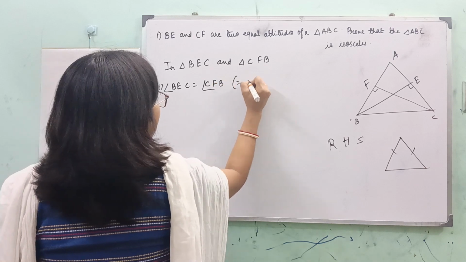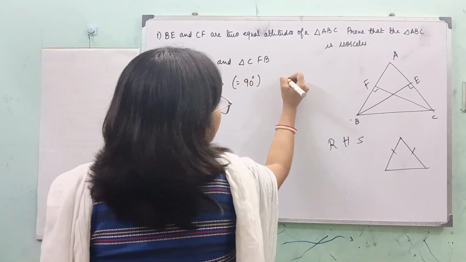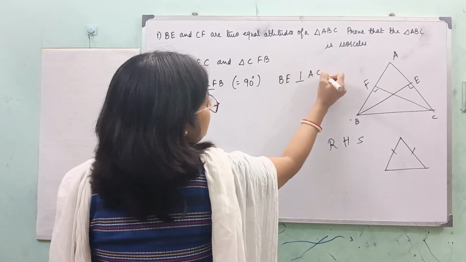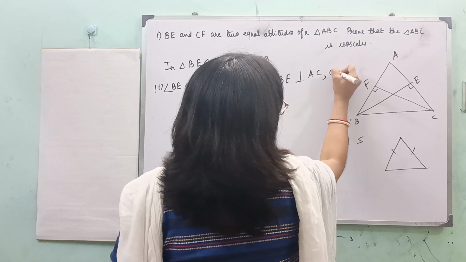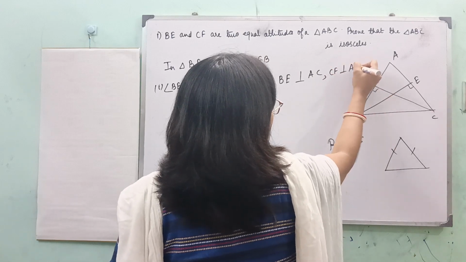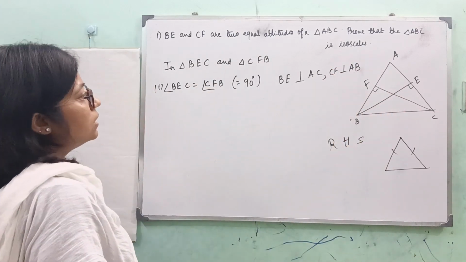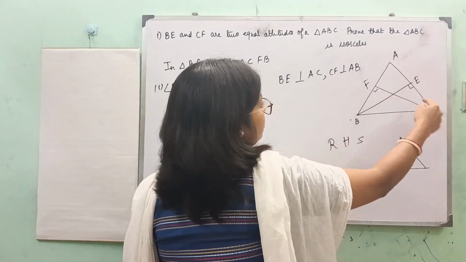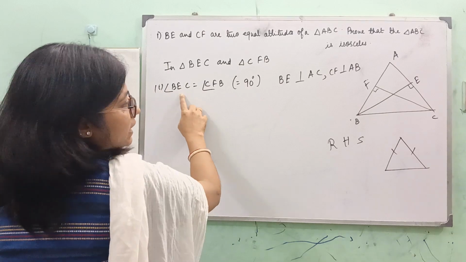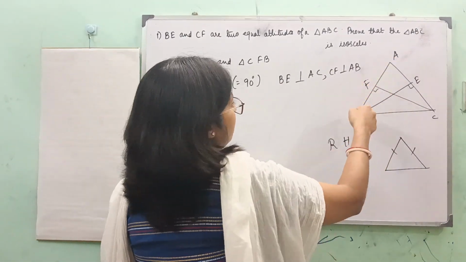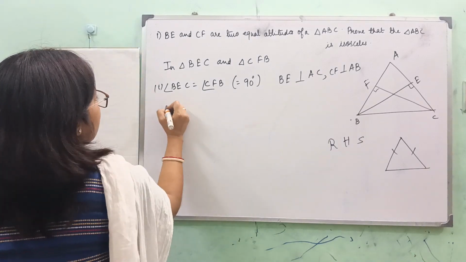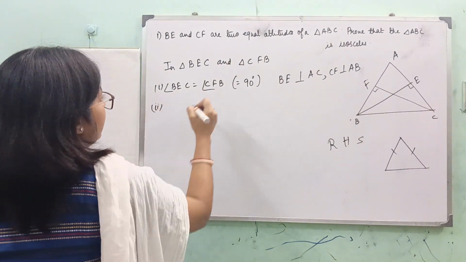Why? Both are equal to 90 degrees. What is the reason? The reason is BE is perpendicular to AC and CF is perpendicular to AB. So obviously for perpendiculars, the two angles are 90. That is, BE is perpendicular to AC, therefore BEC is 90 degrees, and CF is perpendicular to AB, so CFB is 90 degrees. Next we see the right angle part is done.